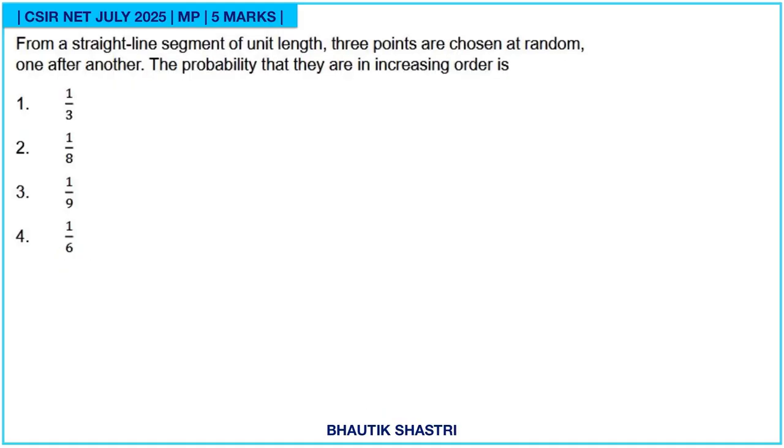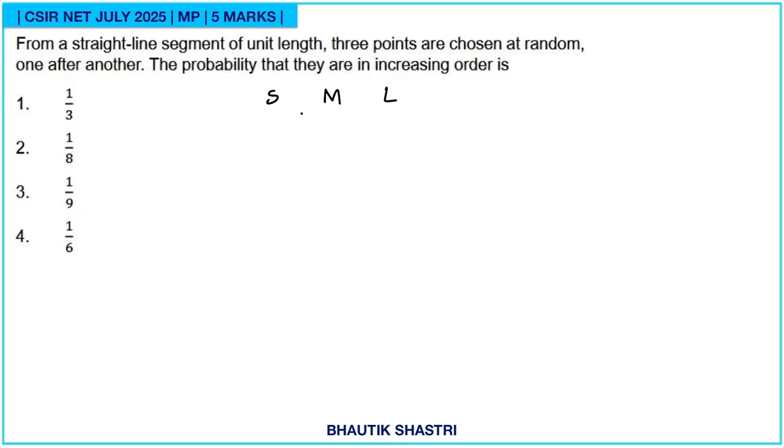Next question. From a straight line segment of unit length, 3 points are chosen at random, one after another, the probability that they are in increasing order is. So let's say that the smallest number is S and the largest number is L and the one in between is M. Now we have three choices.